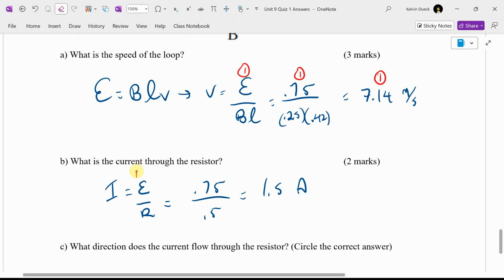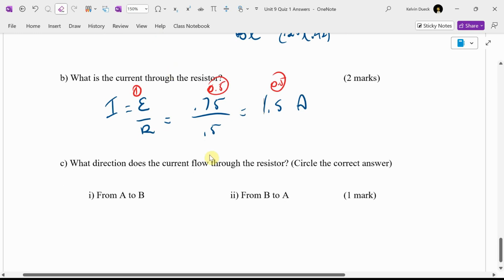Other questions I could ask, but I didn't, but I'll give you a hint because you might see this in the future. Now that you know the current, I could ask you to find the force on the wire, BIL. That would work. The force will be tugging it backwards against the direction that it wants to move.